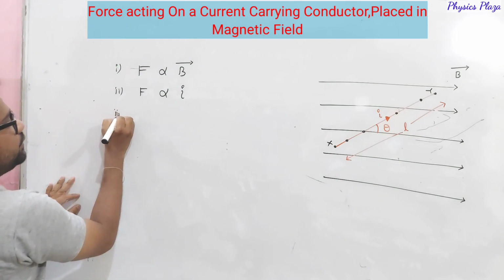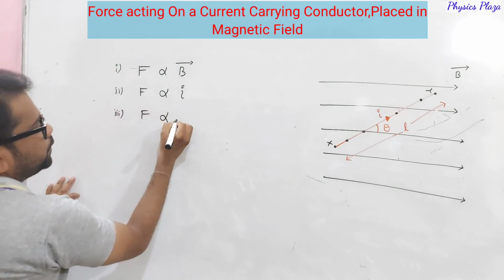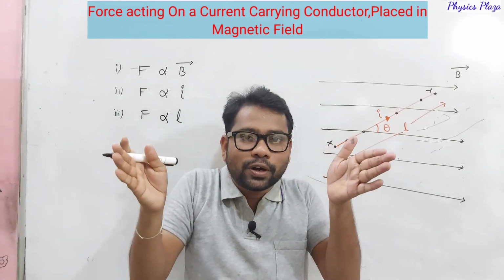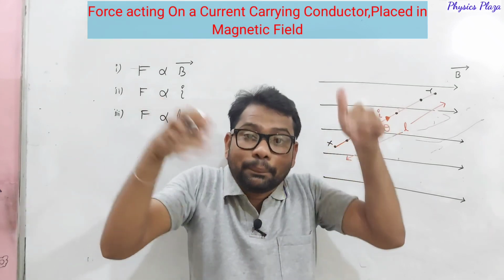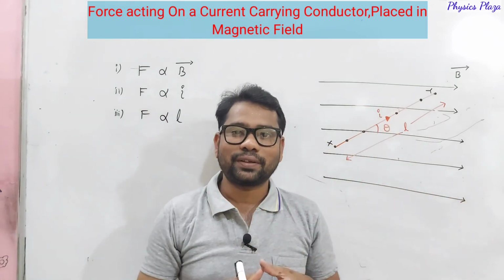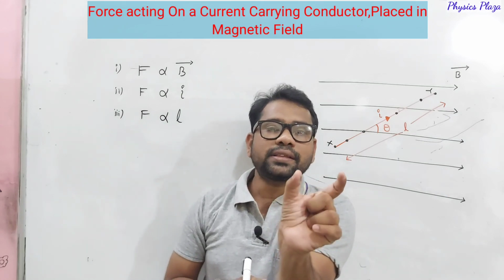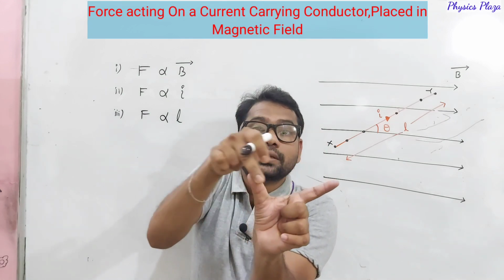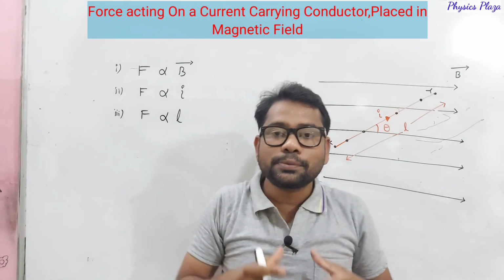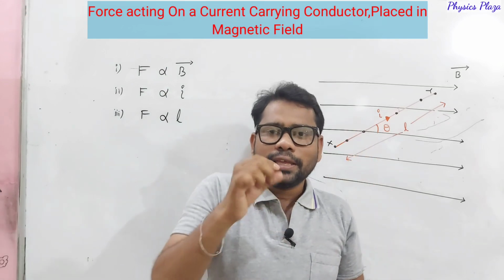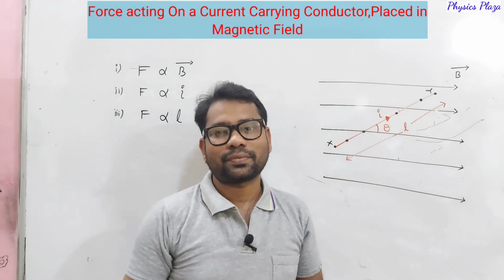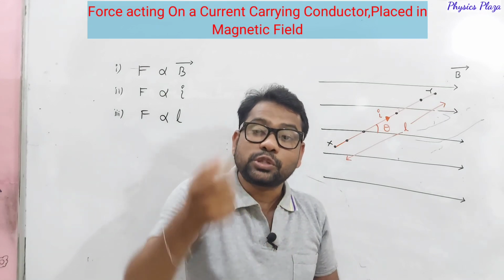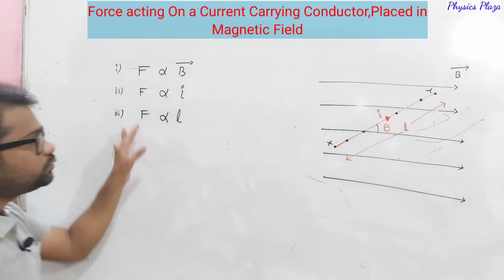And the third one, children, very important, F is directly proportional to the length of the conductor. Children, as the length of the conductor is more, the number of charges in the presence of the magnetic field will be more. If the length is less, what then? Example, in this length 100 charges are there, let us say. If the length is doubled, the number of charges will be increased. As the number of charges increases, the force experienced will be increased. So here the length of the current carrying conductor placed in a magnetic field also matters. There are 3 factors.